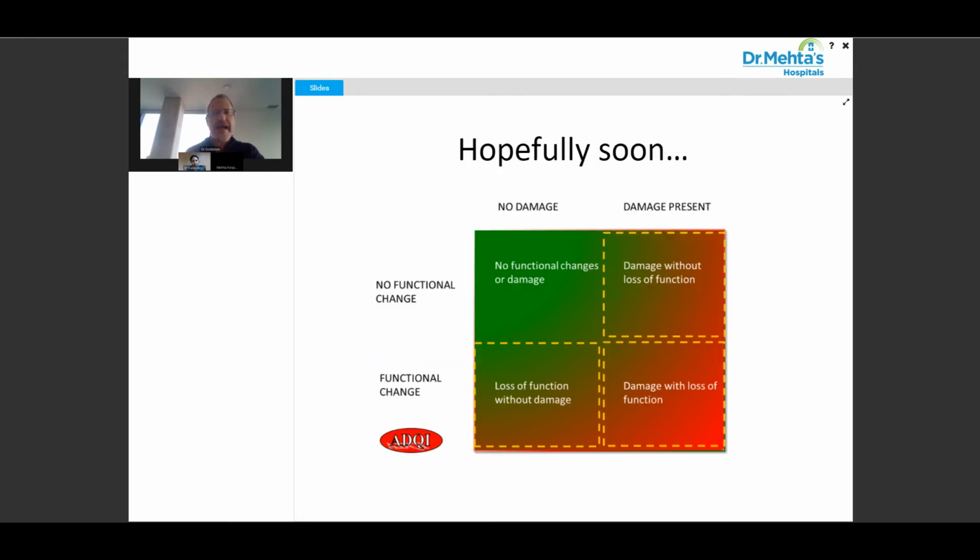So in the ADQI group, which was the group that gave us RIFLE, we came up with this concept of functional change, damage or structural change. And this 2x2 table really helps us. Biomarkers have helped us really understand associations with the different types of acute kidney injury, functional versus structural, and outcomes.